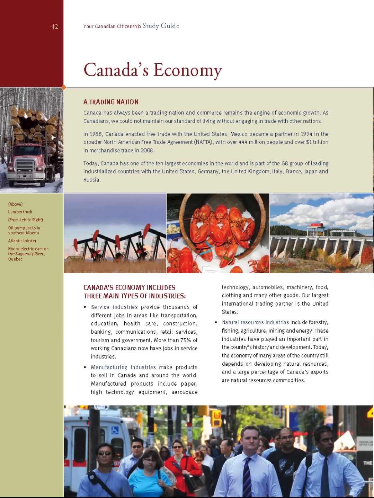Manufacturing industries make products to sell in Canada and around the world. Manufactured products include paper, high-technology equipment, aerospace technology, automobiles, machinery, food, clothing, and many other goods. Our largest international trading partner is the United States. Natural resources industries include forestry, fishing, agriculture, mining, and energy. These industries have played an important part in the country's history and development.